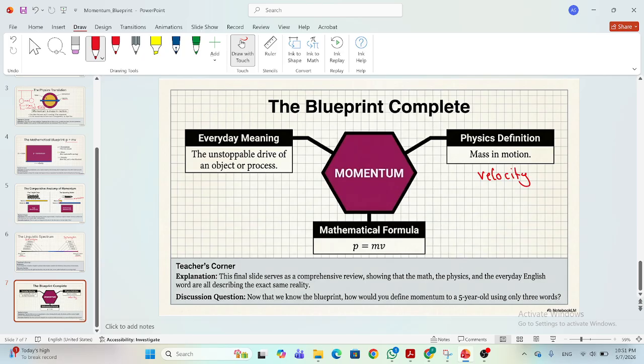So the object which is moving, it's called what? The everyday meaning of momentum. And the mathematical formula is momentum is equal to mass multiplied by velocity. Okay, so it was all about the meaning of momentum.